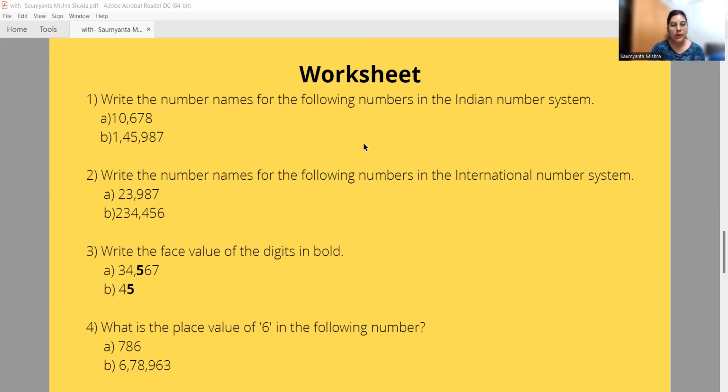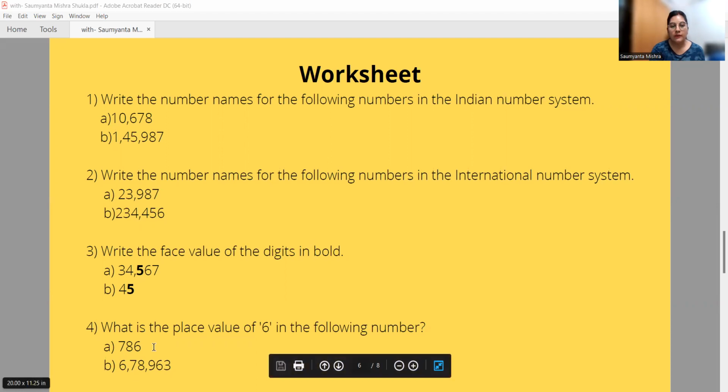Now, in the third question, we have to write the face value of the digits in bold. We know that the face value of a digit is that digit itself. So the face value of 5 in the number 34,567 will be 5. Similarly, in the second problem also, the face value of 5 will be 5.